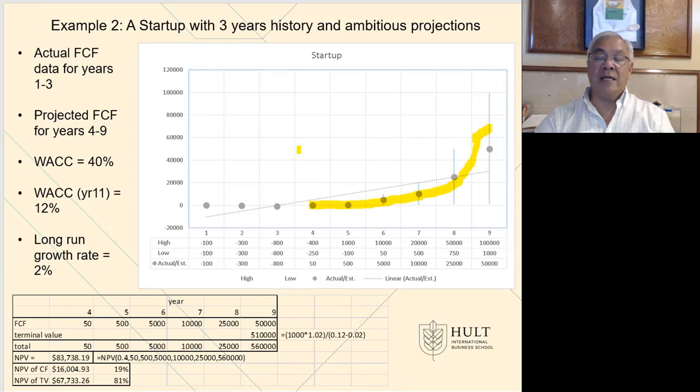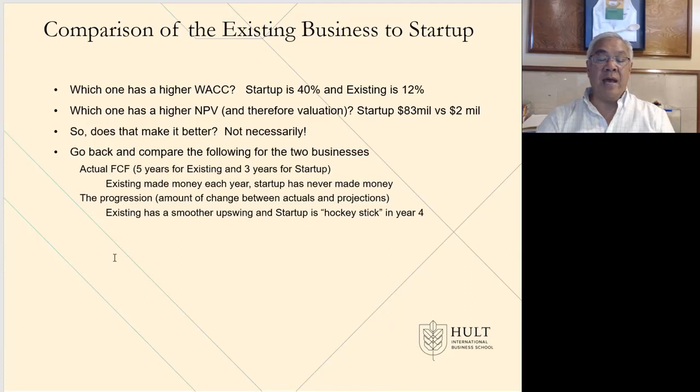This is what we call a hockey stick. A hockey stick is like that, right? That's more dramatic hockey stick. But this shows that same pattern of stay with me for a while, where I'm making no money, losing money, then making a little money, then more, and then boom, I make a lot more. So here, the pattern is the existing has a smooth upswing, and then startup is more of a hockey stick in the final year.